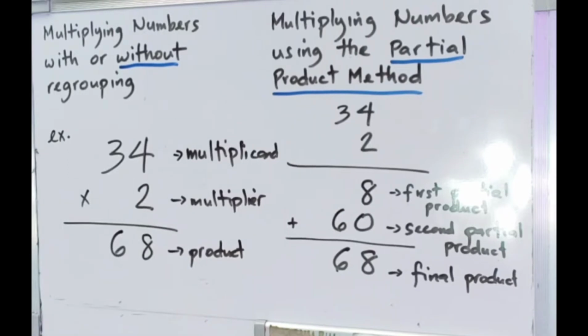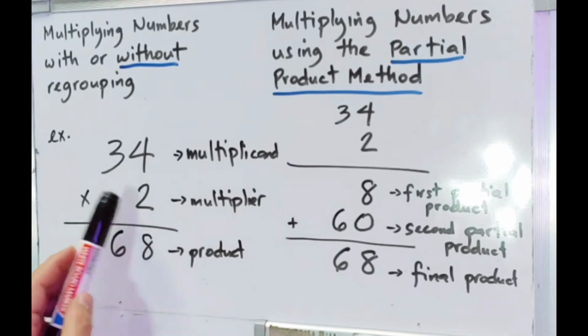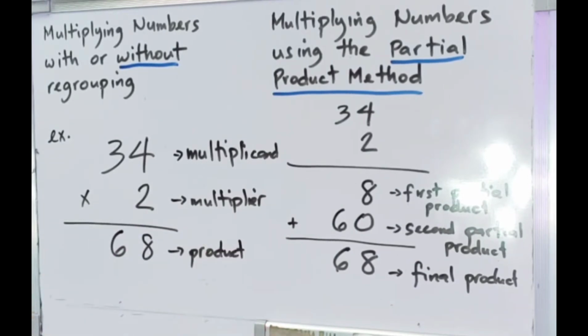Say 34 times 2, and let's have a quick review. What is 34? 34 is what you call the multiplicand. This is the number that is being multiplied. We have the number 2, that's the multiplier, the number by which another number is multiplied. And these two numbers are what we call factors. These are the numbers that are being multiplied. And the answer to this multiplication is what we call the product.